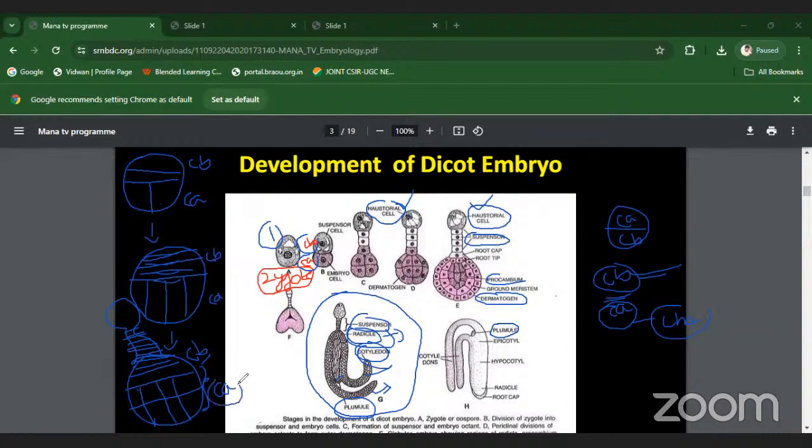In CA, the octant, further divisions also take place. After formation, for example, this is the base, A tier, and the upper, B tier. From the A tier, remember, the root pole develops in the embryo. From B, the shoot pole develops. Simple.